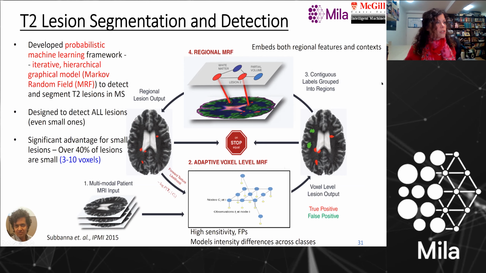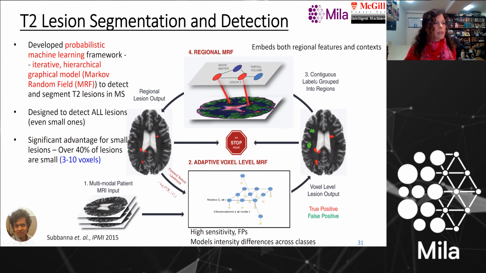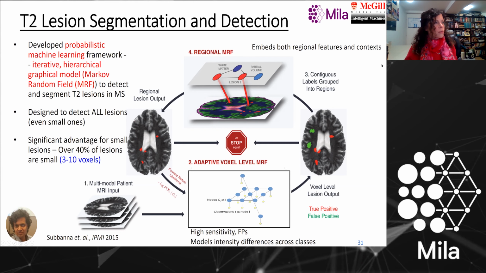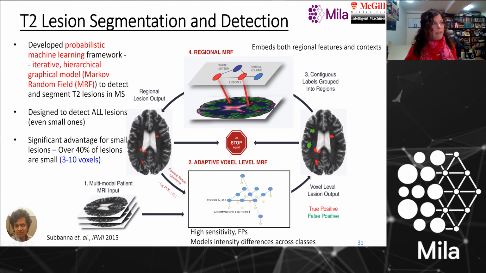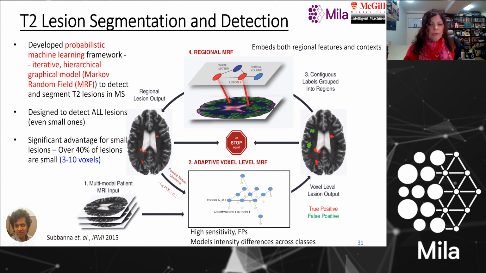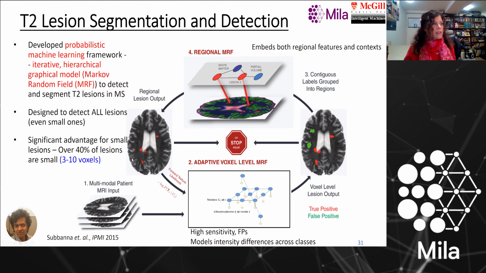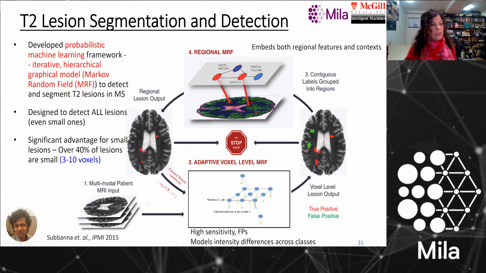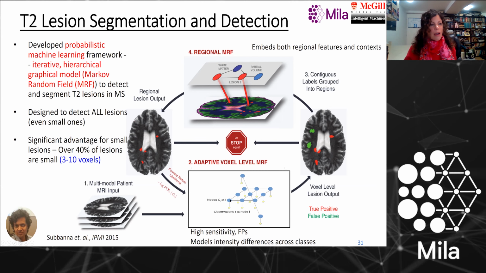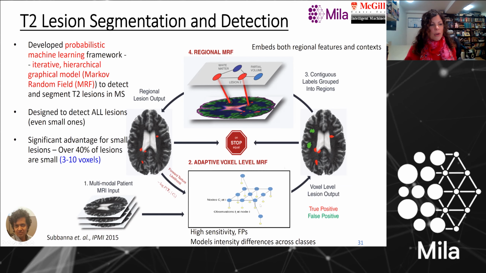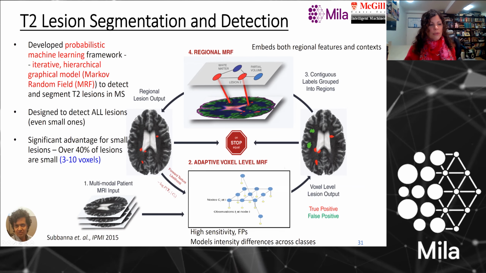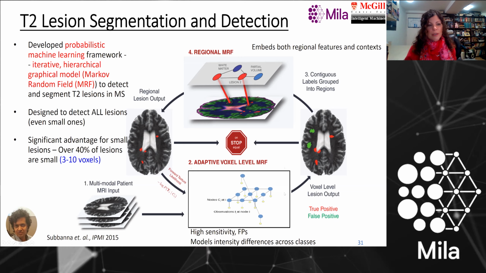So for T2 lesion segmentation and detection, we developed a probabilistic model that is an iterative hierarchical graphical model, for those that know it, a Markov random field. The idea is to input a sequence of MRI images. We have a graphical model which looks at the voxels and their neighbors and infers a probability of each voxel being a lesion.